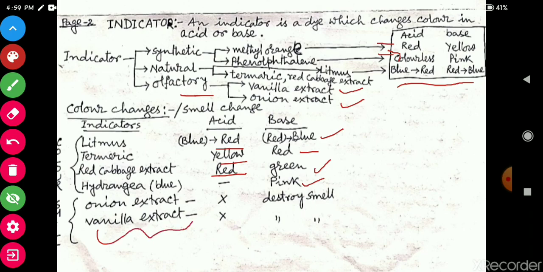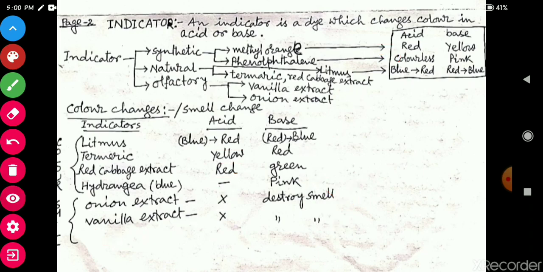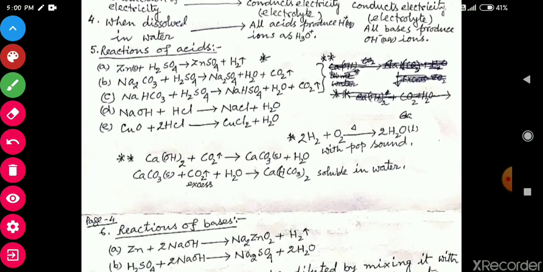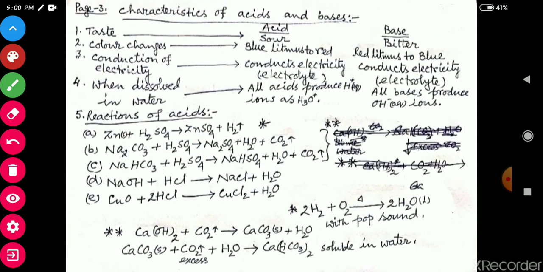In acidic solution, onion extract and vanilla extract will not change their smell, but in basic solution they lose their smell. Now, characteristics of acids and bases. Taste: in acid, taste is sour. In base, taste is bitter.